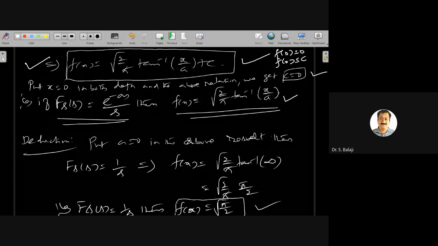Therefore, your result is that f of x equals root of 2 pi tan inverse x by a, if your Fourier sine transform is e power minus as by s.